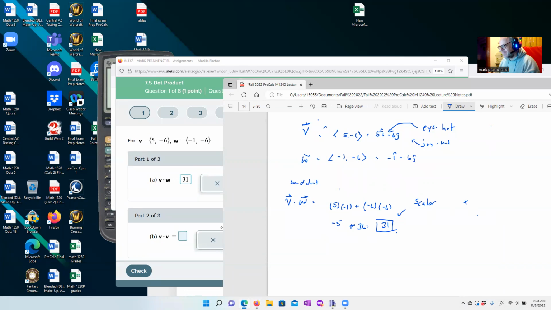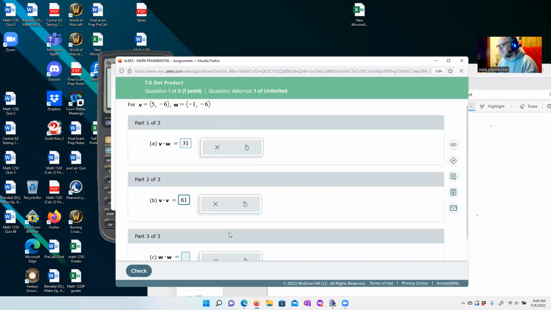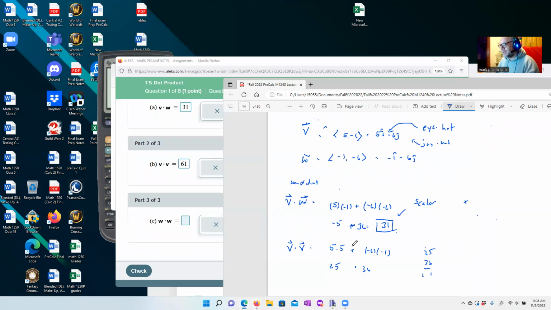And then v dot v is equal to 5 times 5, plus -6 times -6. So we have 25 and 36. We just add those two together, and that's going to be 61. A positive number, just a regular number. It's not a vector anymore. Now v dot v is just the positive number 61.